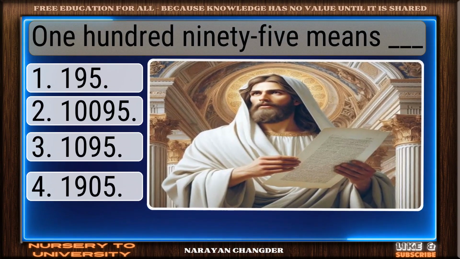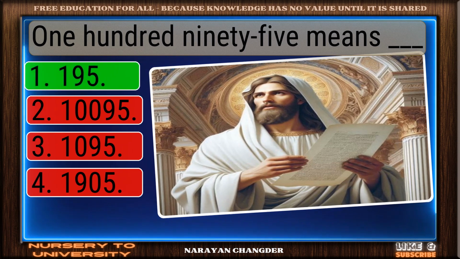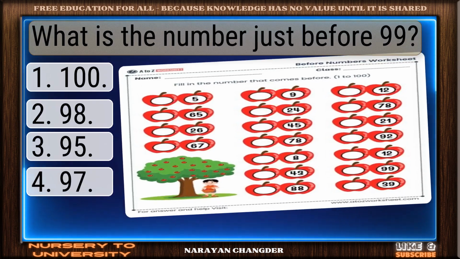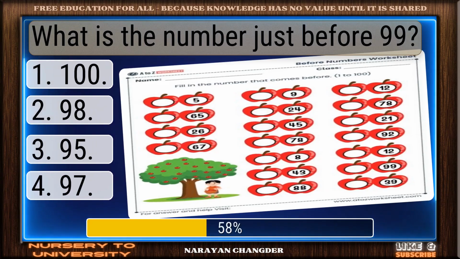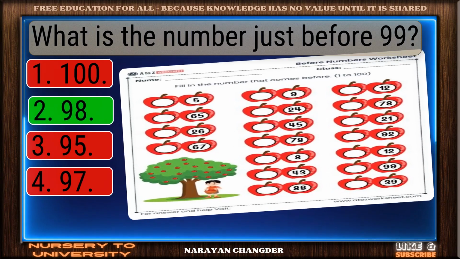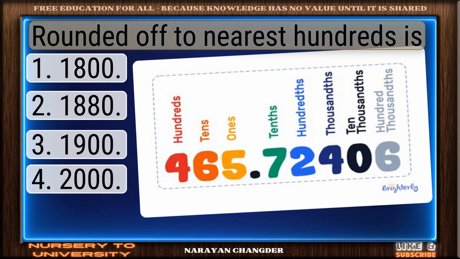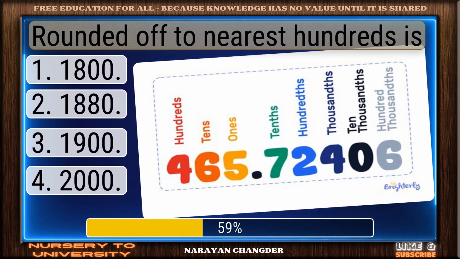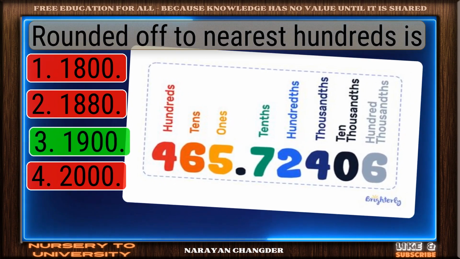195 means dash. Bravo. 105 is the answer. What is the number just before 99? You chose 98, and it is correct. Rounded off to nearest hundreds is... Good thinking. 1900 is the right answer.